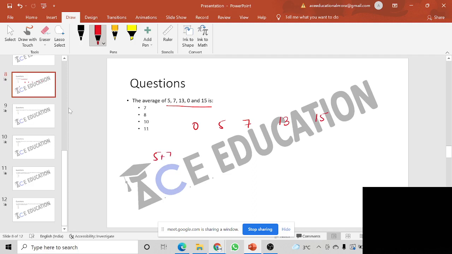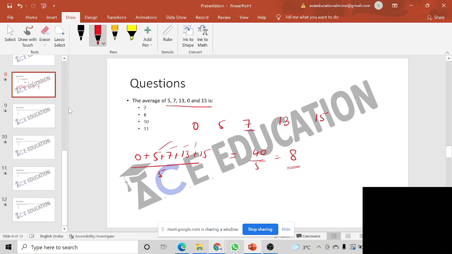It would be 5 plus 7 plus 13 plus 15 plus 0, divided by the total numbers, which are 5. If you do this, 20, 20, you get 40 upon 5, which is 8. This is an easy question, therefore you were able to do it so quick. But another way is that the net deficit and the net surplus would be the same.